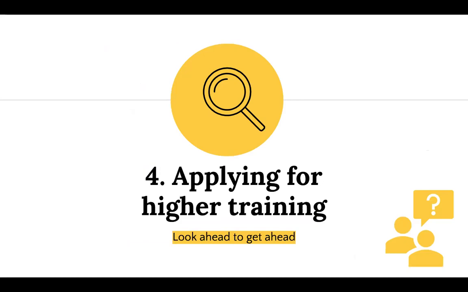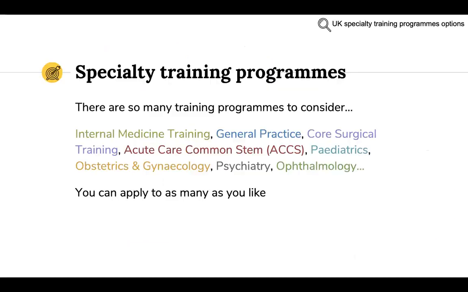So in terms of applying for higher training, you really need to start looking at the person specifications and the selection criteria early on so that you know what to expect. There are many training programs you can consider. I've talked a lot about the internal medicine program. There's also general practice, core surgical training, acute care common stem training, pediatrics, obs and gynae, psychiatry and ophthalmology.